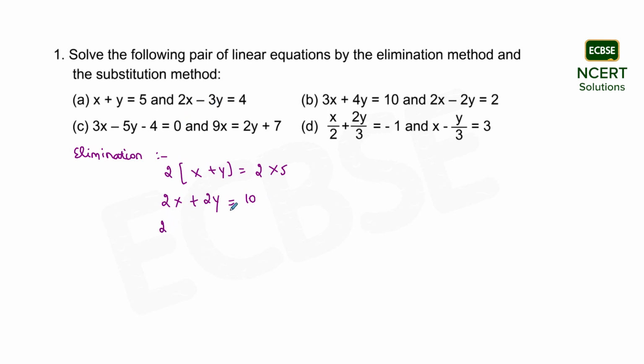And now writing the second equation. This is the first equation, and the second equation is 2x minus 3y is equal to 4. Now the next step is to subtract the second equation from the first equation. What it means is that we have to change the sign of the second equation. As it's plus, it will be minus, and it's minus, here it will be plus. So on solving it, it will be 5y is equal to 6, right?